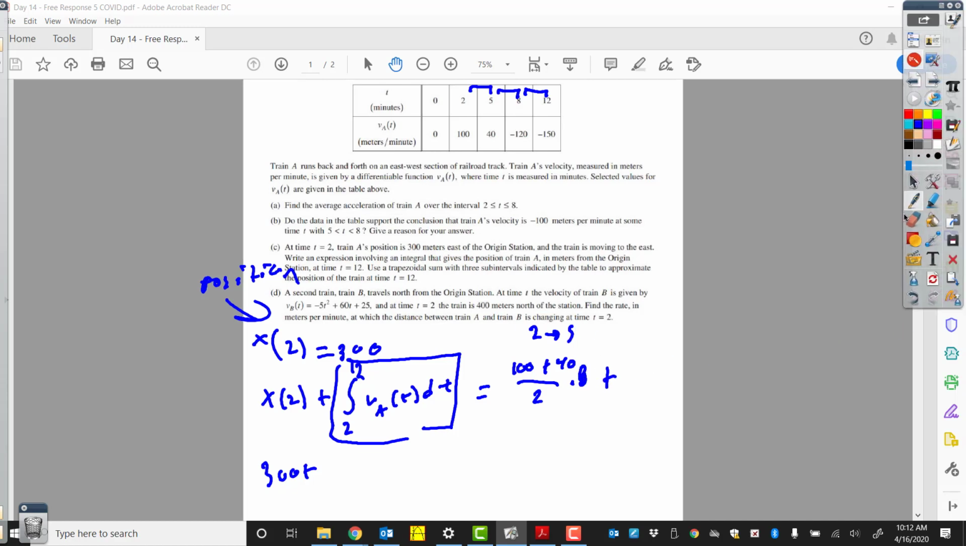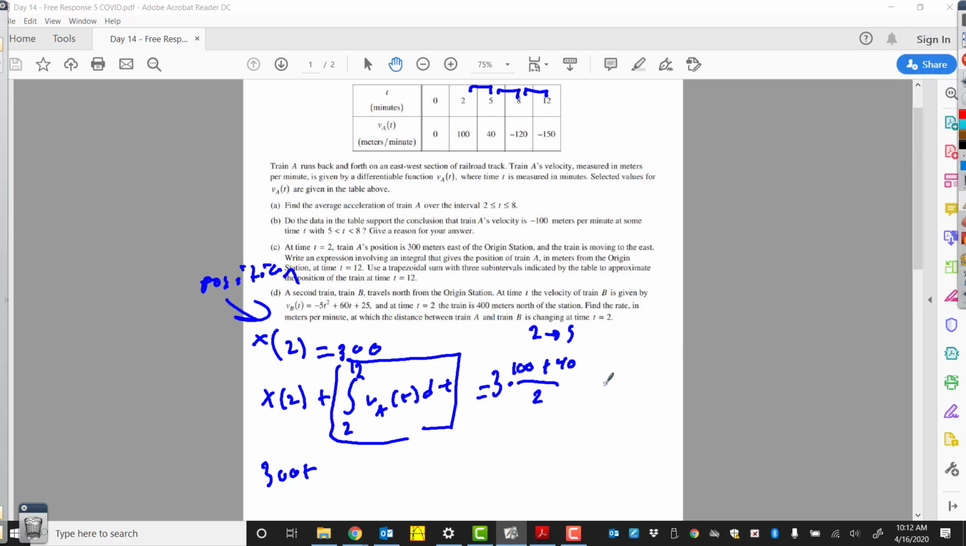That's not good, multiplied by 3. Let's write that differently. Let's put the 3 on this side. Okay, then we do from 5 to 8. Add our heights, so 40 plus negative 120, divide by 2, and then multiply by the width. Well, this one is also 3, so that makes it easier for us.